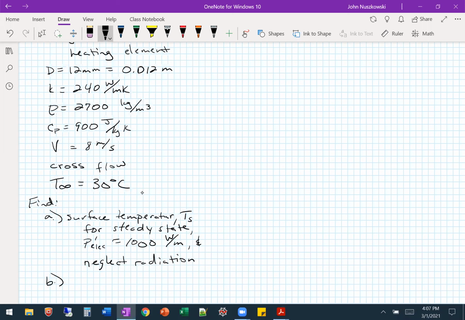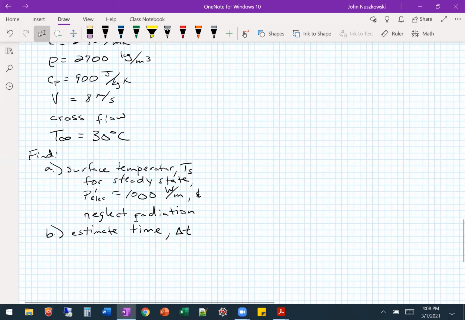And then part B is estimate the time. So we have a delta t when the initial temperature is 30 degrees Celsius and the surface temperature comes within 10 degrees Celsius of the steady state. So that means T_s minus T steady state is 10 degrees.